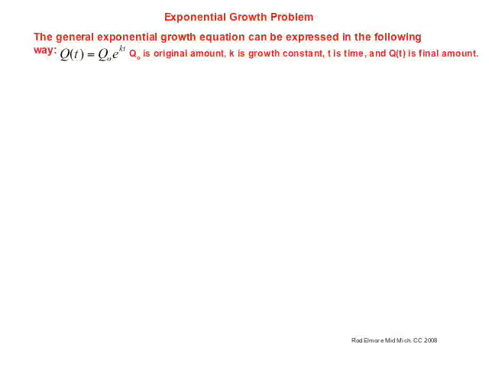Exponential growth problem. The general exponential growth equation can be expressed in the following way. Q of t equals q sub 0 e^(kt). Now to define these terms, q sub 0 is the original amount, k is the growth constant, t is the time, and q of t is the final amount.